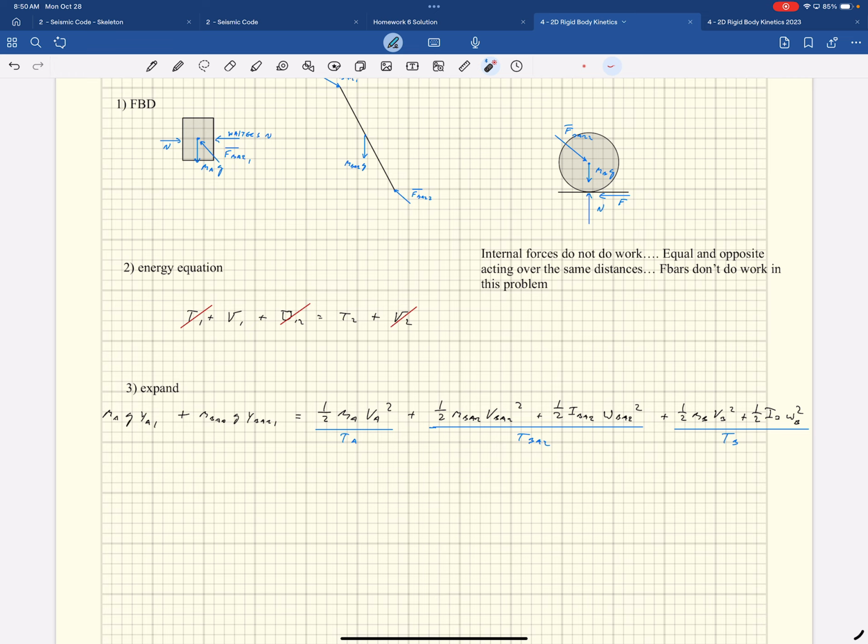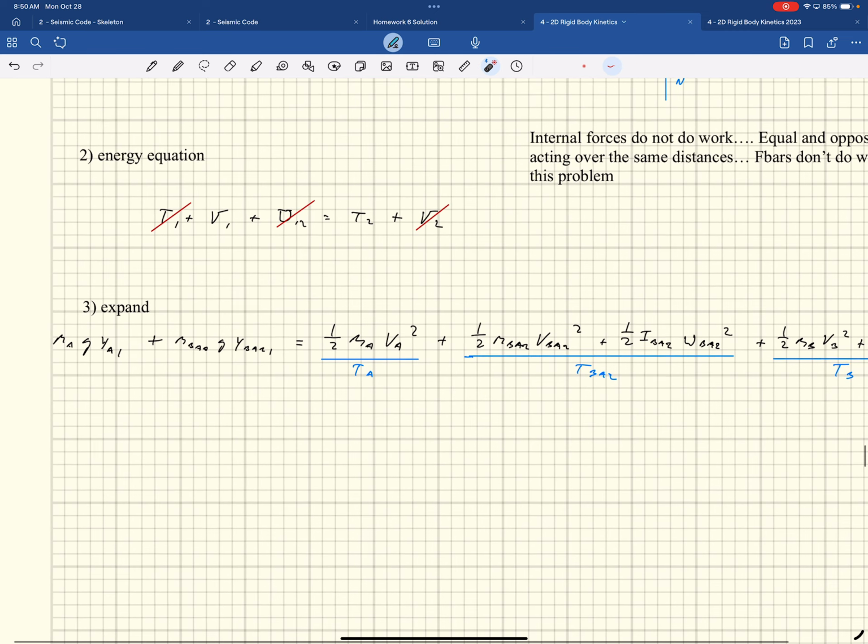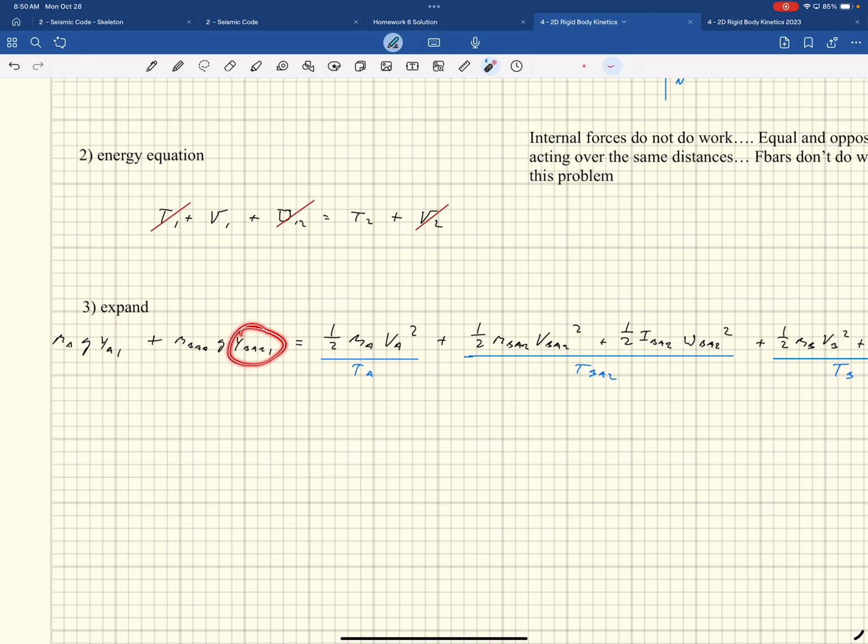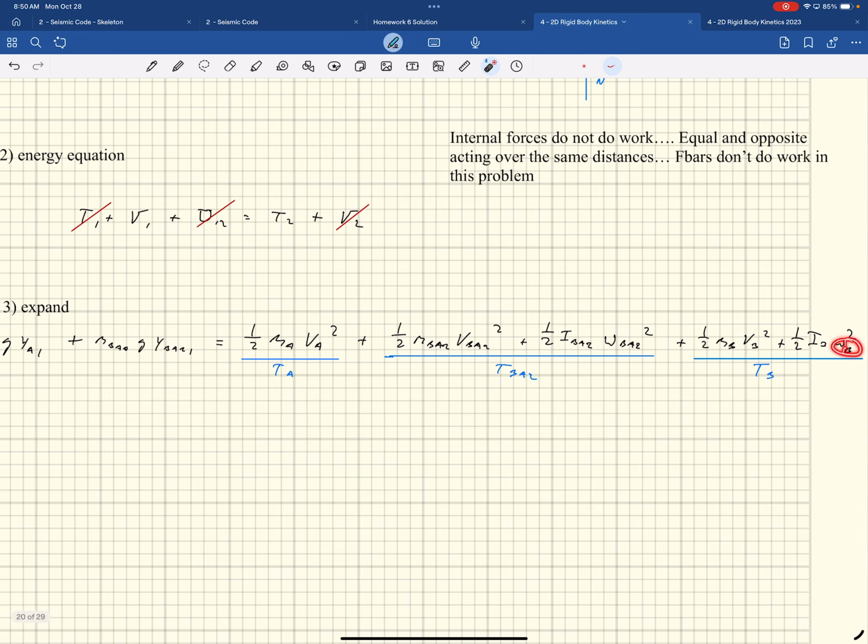So what are the unknowns in this? Well, I need to determine what y_A1 is, and I need to find what y bar 1 is. That's fine, that's just going to be geometry. But then I have V_A, V bar, omega bar, V_B, and omega_B. Way too many unknowns. I need just one unknown, so I've got to relate all of those things to each other. That's where kinematics come in.